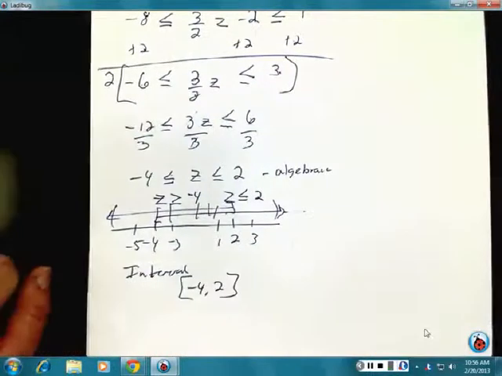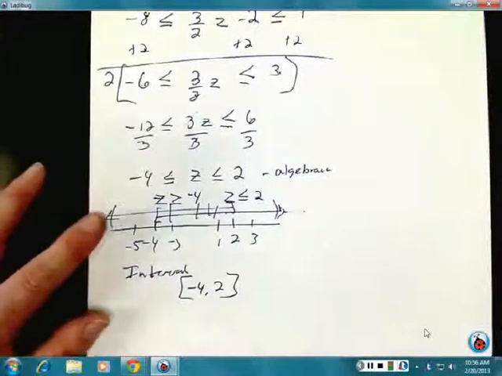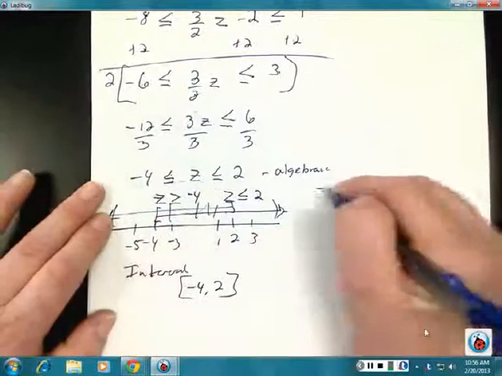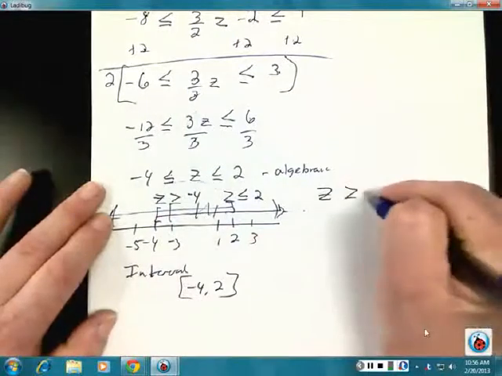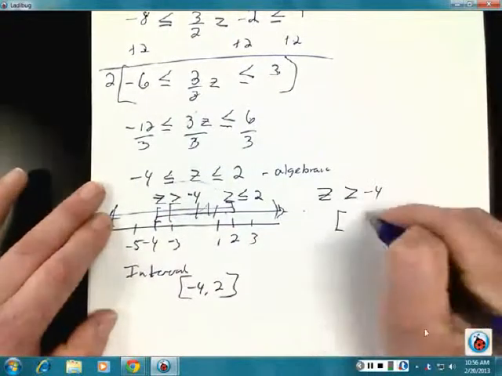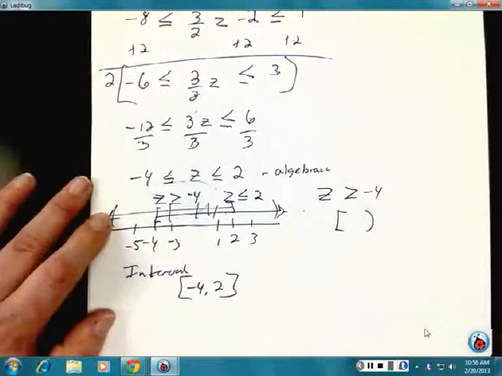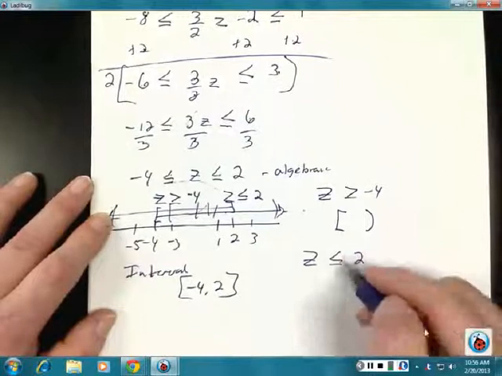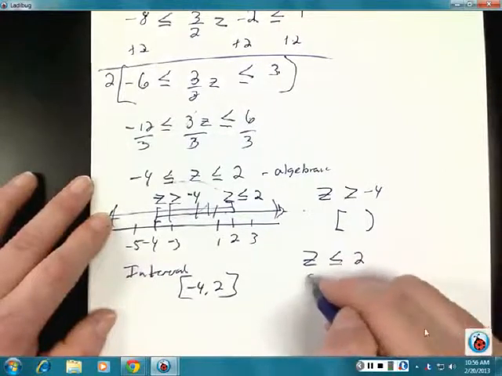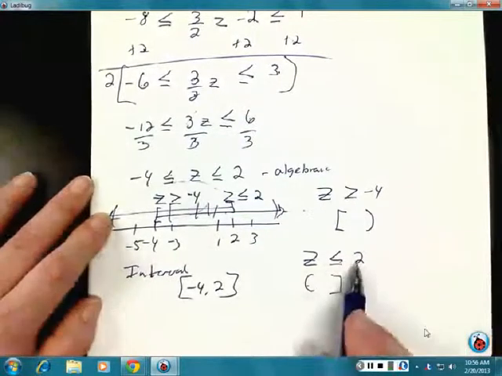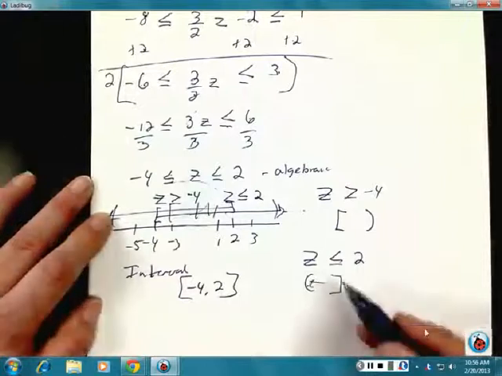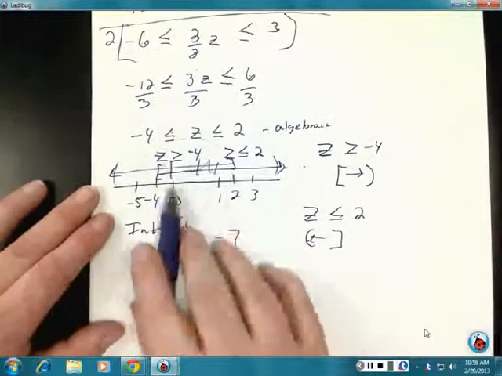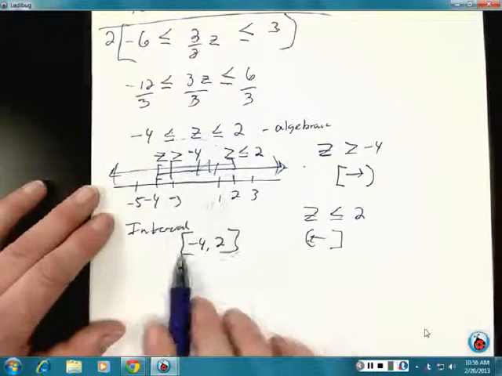Yeah. So in Hawks, when you're picking these, for this piece here, z is greater than or equal to negative 4. You're going to pick bracket parenthesis on your number line. The second one, z less than or equal to 2, you're going to pick on this one a parenthesis and a bracket because it's included and it's heading this way. So why don't you have infinity again in that? Because they overlap in the middle, so I don't need infinity for my final answer.